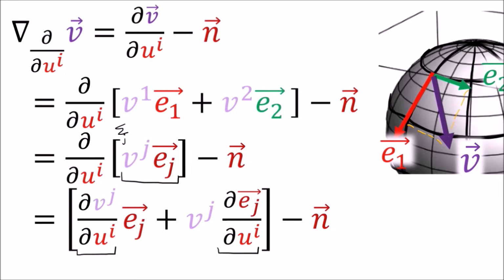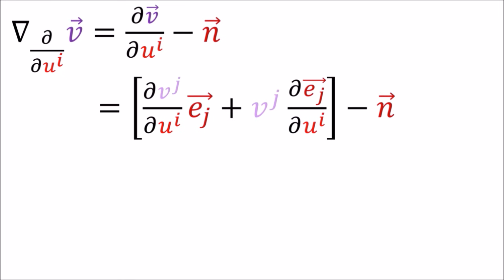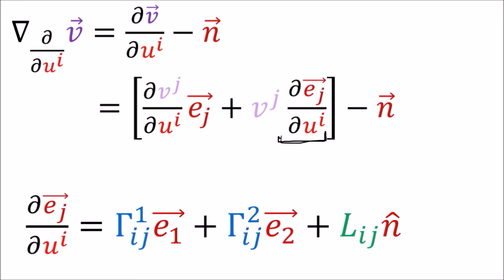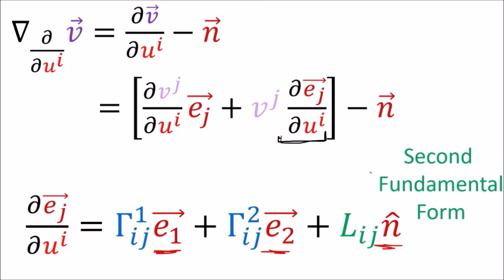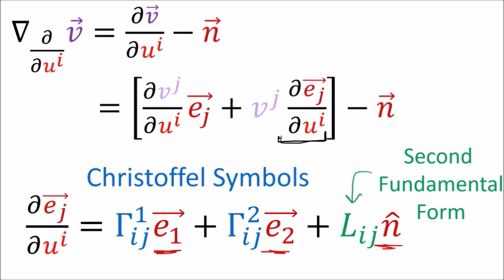And if you've watched my tensor calculus video number 15 on geodesics, you'll already know that we can write out this derivative of the Ej basis vector with respect to the ith coordinate as this linear combination here. So this is a linear combination of the two tangent basis vectors and the surface's normal vector. These L coefficients are called the second fundamental form, and these capital gamma coefficients are called the Christoffel symbols.